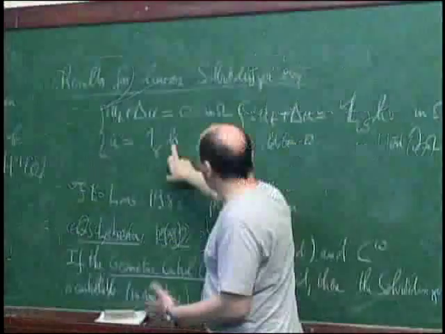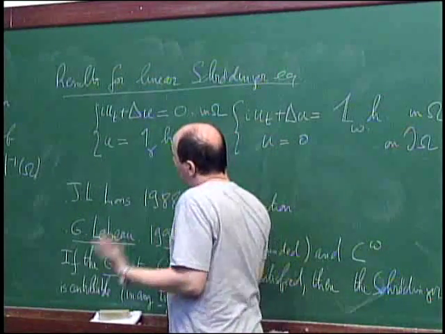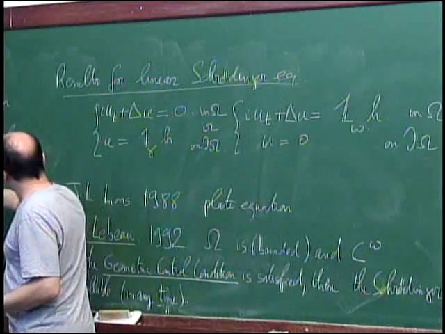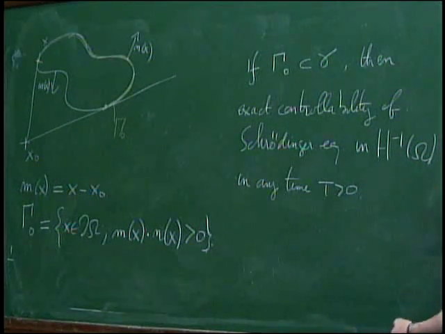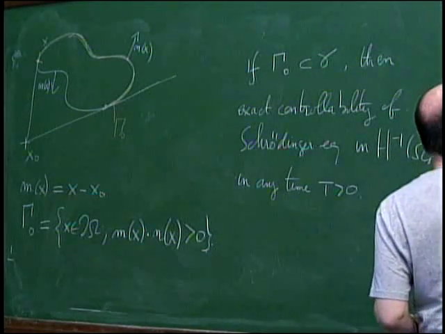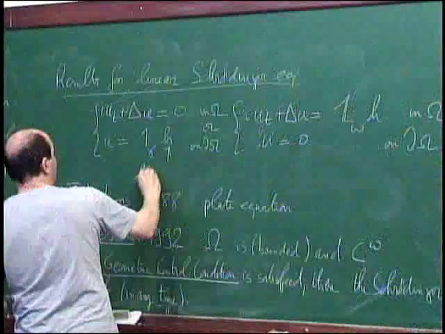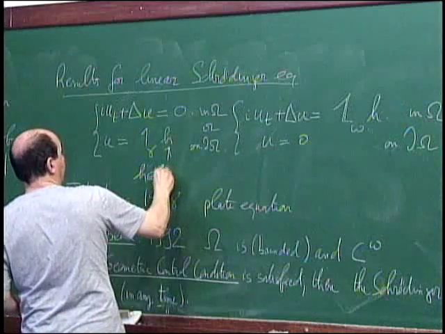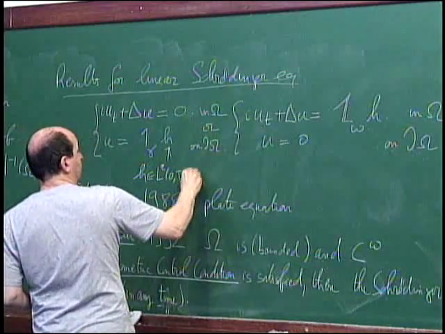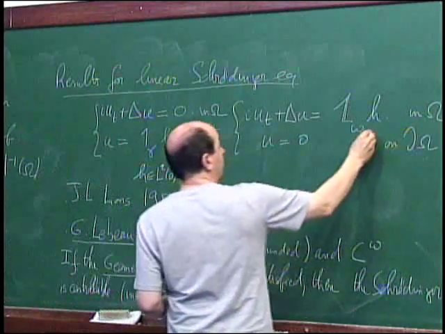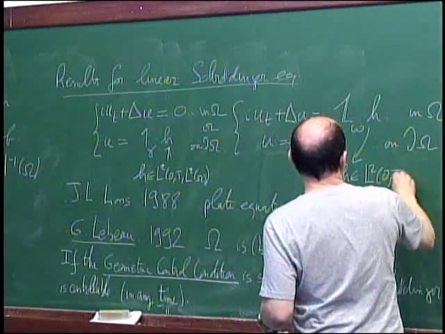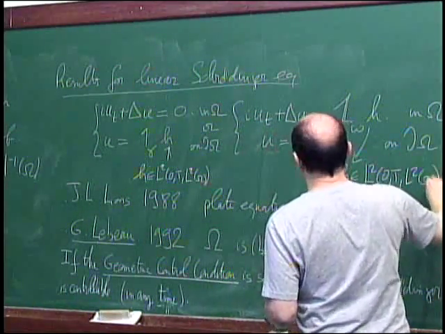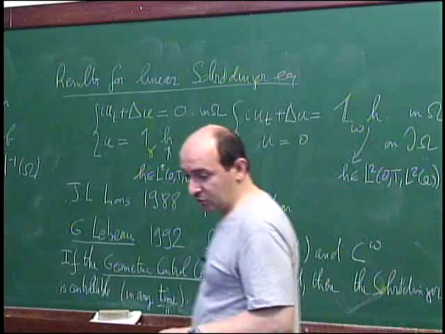is L2 in time and in space, your solutions actually are continuous in time with value in H minus 1. So this is the good space corresponding to a control h, which is always in L2. And here we take also h, which is L2 with value in L2 of omega. Okay, so this is the result.